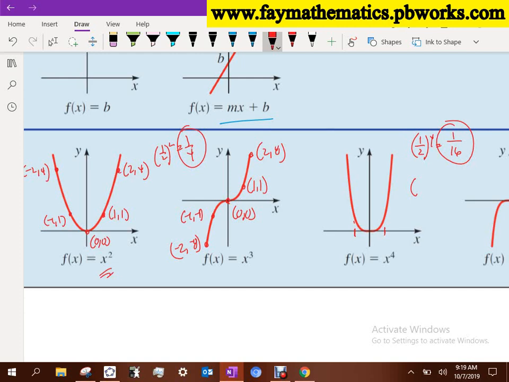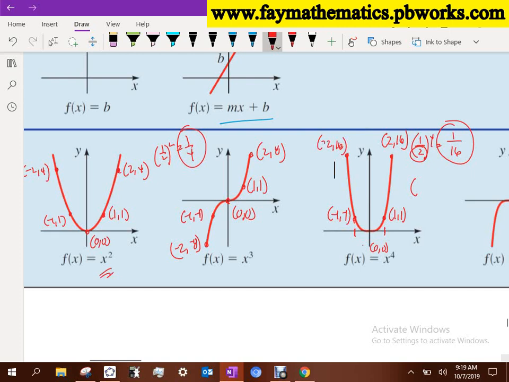Okay, it's a lot flatter down here because of the idea of squaring a denominator, or I guess in this case raising to the fourth power a denominator. It's going to make that ultimate product a lot smaller, a lot quicker. But some key points on here: (0, 0), (1, 1). If I take 2 and raise it to the fourth, I get 16. And then (-1, 1), (-2, 16).